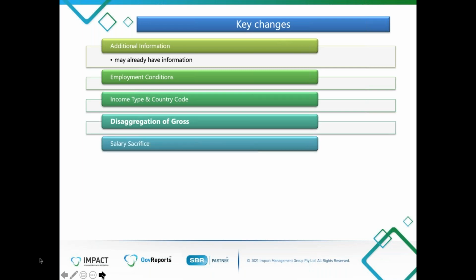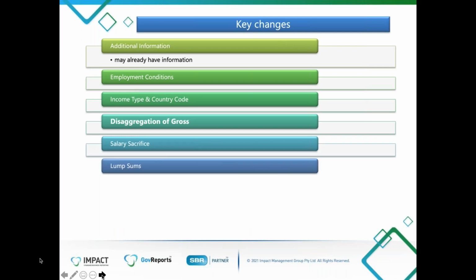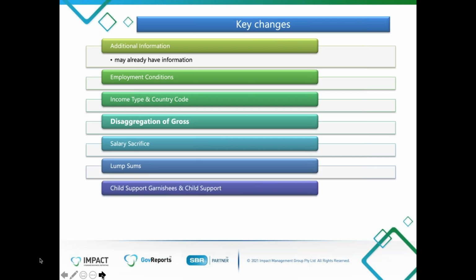The salary sacrifice again is identified separately. Your lump sums, which always have been, but again ETPs, those sorts of things, are all going to be in separate categories for STP2. And the child support garnishes and child support are available to be identified.